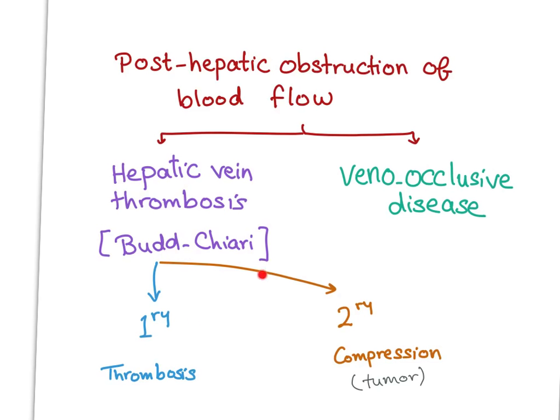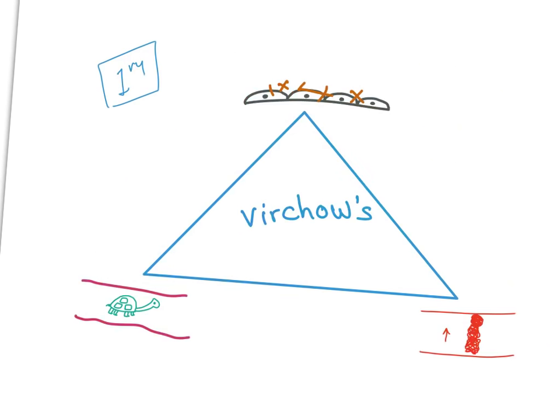Budd-Chiari syndrome has two main causes, primary or secondary. Primary is thrombosis inside the vein, the hepatic veins. Secondary is due to compression from outside of the vein. So if here is the hepatic vein coming up the liver, if we obstruct it like this, thrombosis from inside, that's primary. However, if a tumor comes and sits upon here compressing the hepatic veins, that's secondary. So as we said, Budd-Chiari syndrome is a post-hepatic obstruction of blood flow due to thrombosis of the hepatic veins.